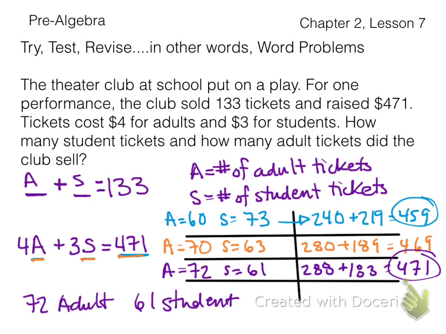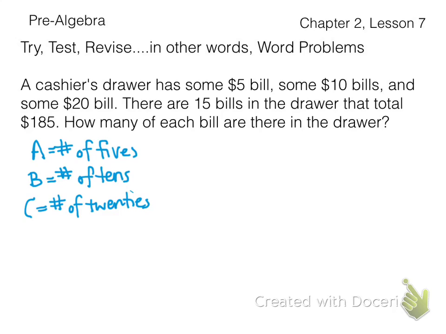All right, next question. A cashier's drawer has some $5 bills, some $10 bills, and some $20 bills. There are 15 bills in the drawer that total $185. How many of each bill are there in the drawer? So we're going to make A the number of $5 bills, B the number of $10 bills, and C the number of $20 bills. So if I add up all the bills that I have total, I'm going to have 15. So A plus B plus C equals 15.